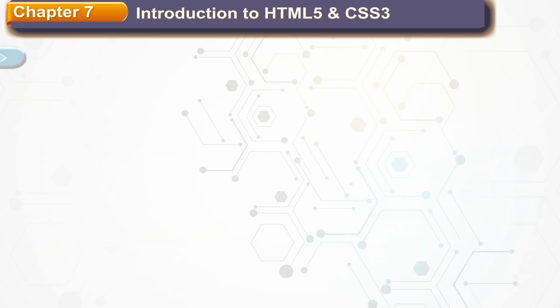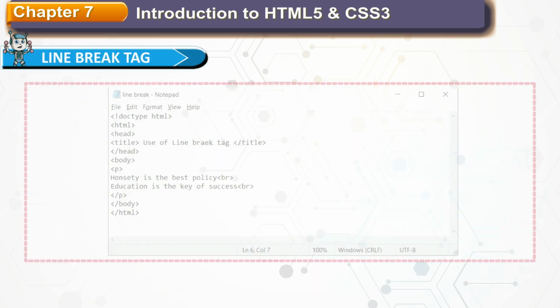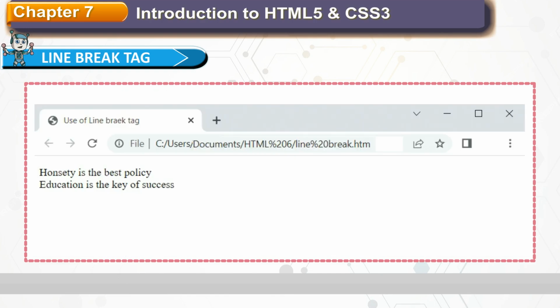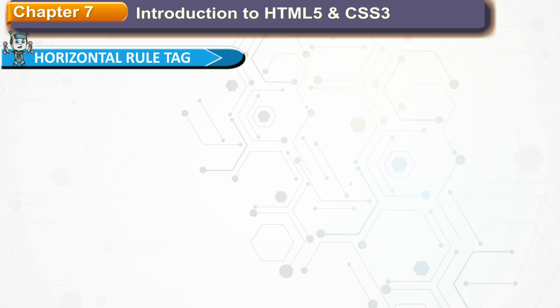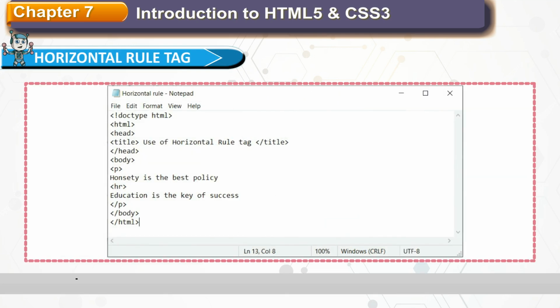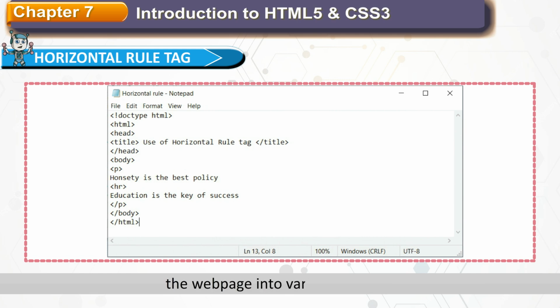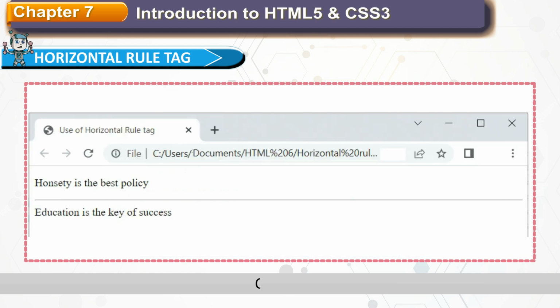Output. Line break tag. The <br> tag is an empty tag. It is used to add a line break in an HTML document. Output. Horizontal rule tag. The <hr> tag is used to create a horizontal line that separates the web page into various sections. Output.